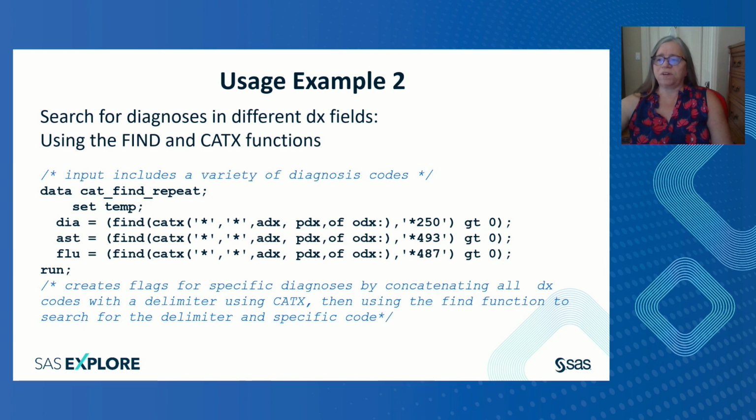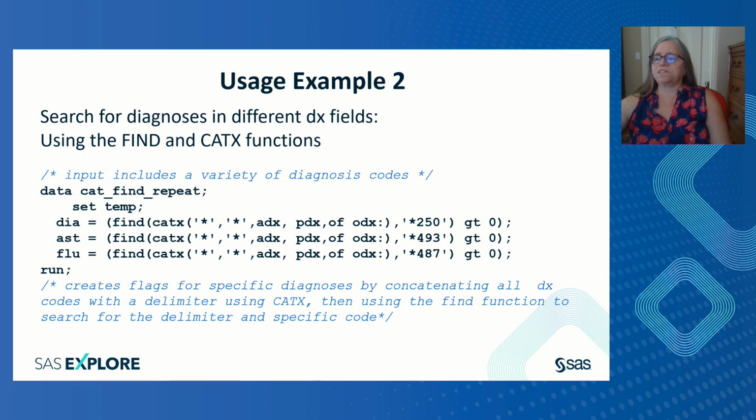Uses example 2 is similar to uses example 1. We search for diagnoses in different DX fields by using the find and the CATX functions. The input includes a variety of diagnoses codes and also creates flags for specific diagnoses by concatenating all DX codes with the delimiter using CATX, then using the find function to search for the delimiter and specific code.